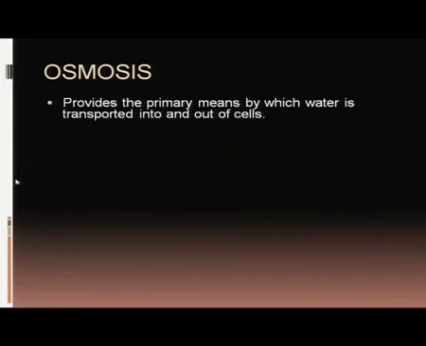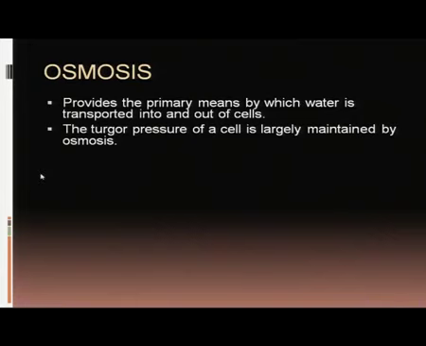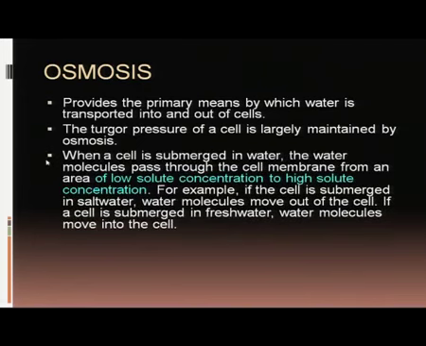Moving on, osmosis is very important for the plants. It provides the primary means by which water is transported into and out of the cells. The turgor pressure of a cell is largely maintained by osmosis. When a cell is submerged in water, the water molecules pass through the cell membrane from an area of low solute concentration to high solute concentration.